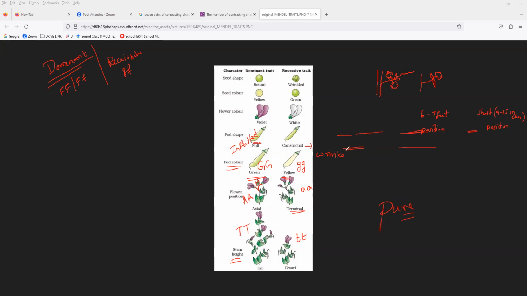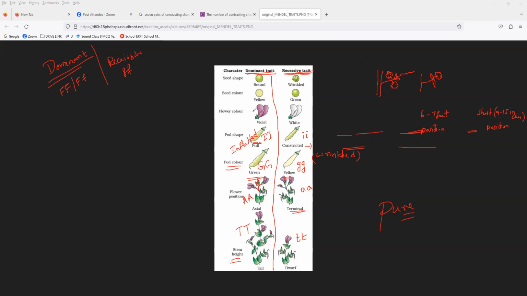What do we call it, everyone? Wrinkled one. Okay, so now tell me, inflated means capital I. Then constricted means what? Small i. Why am I choosing this? These all are dominant ones, and these all are what? Recessive ones. That is what you have to notice: this is the dominant one and this is the recessive one.